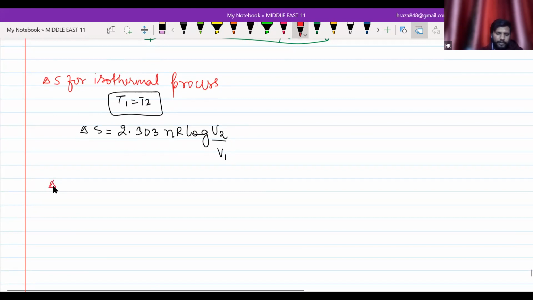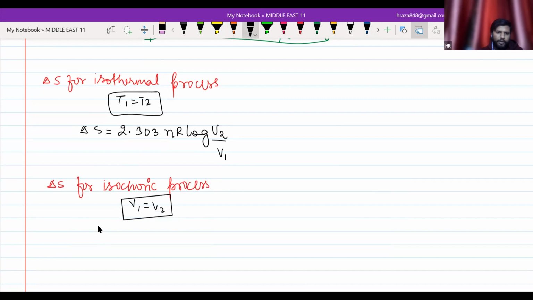Again, delta S for isochoric process. Isochoric means that the volume is constant. That means it doesn't change. Initial and final are the same, so V1 is equal to V2. And we will have a formula: delta S is equal to 2.303 nCv log T2 upon T1.